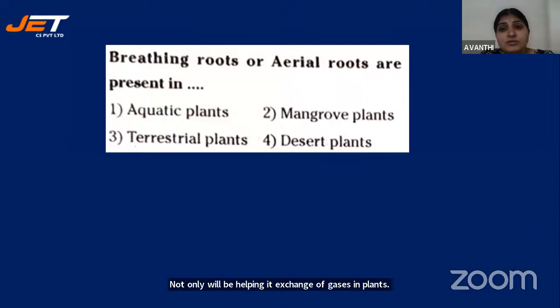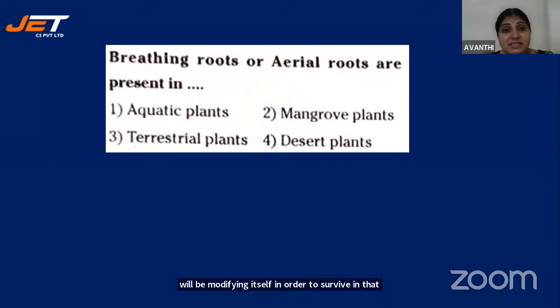Breathing roots or aerial roots are present in? Breathing roots are aerial roots. We can take this as an adaptation. See, some plants grow in oxygen-deficient soils. So at that time, these particular roots will help in exchange of gases with the direct atmosphere. What are those plants actually? Those have this adaptation. Adaptation means a particular organ or a particular part of the organism modifies itself in order to survive in that habitat. That is called adaptation.